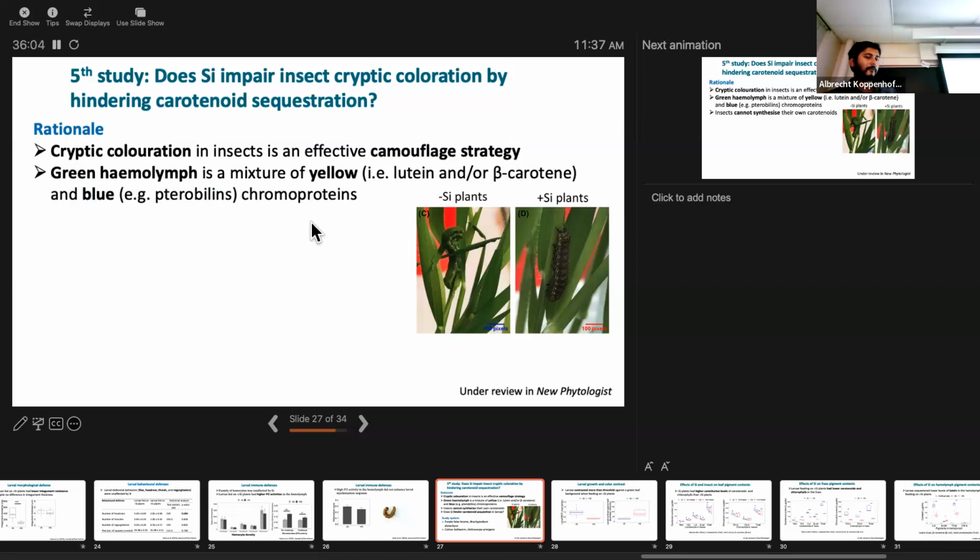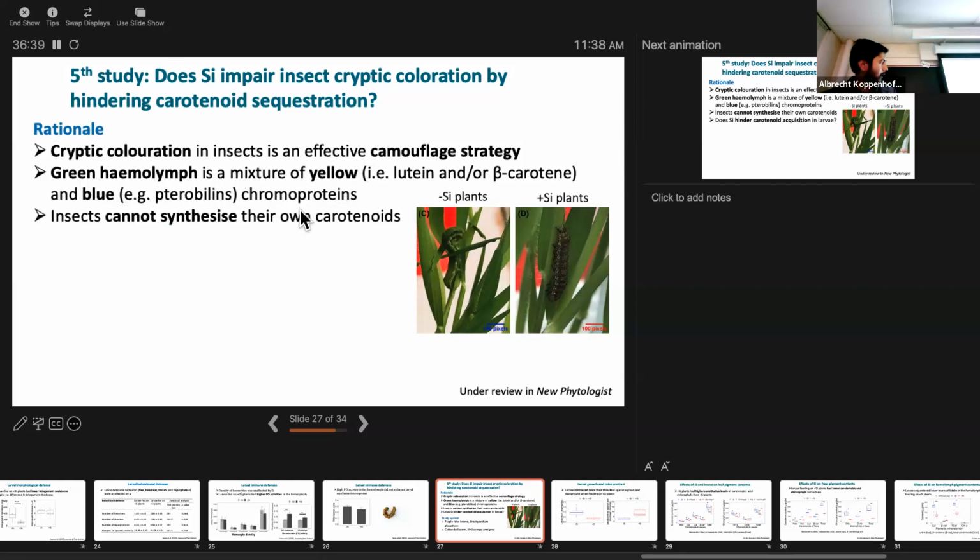which is termed insectoverdin. This green hemolymph is a mixture of yellow and blue chromoproteins. The prosthetic group of the yellow chromoprotein usually is lutein or beta carotene. So these are carotenoids; this yellow component comes from carotenoids. And the blue chromoprotein comes from larval bile pigments, either pterobilins or mesobiliverdins. So this green hemolymph is a mixture of yellow and blue chromoproteins.